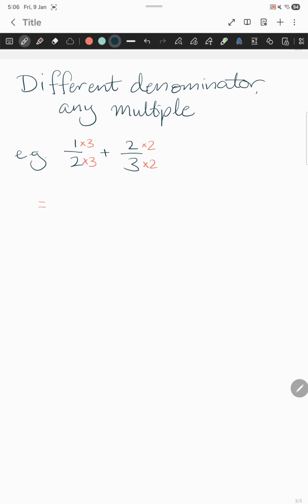We end up with 1 times 3 is 3, 2 times 3 is 6, plus 2 times 2 is 4, 3 times 2 is 6. Okay, now that the bottom numbers are the same, see the bottom numbers are both 6, we can add these two together. So the bottom number is 6, and the top number will be 3 plus 4, which is 7. And of course, we can simplify this and write as a mixed number 1 and 1/6.